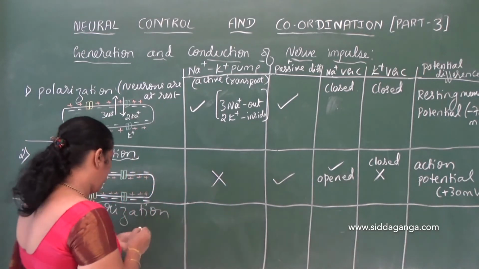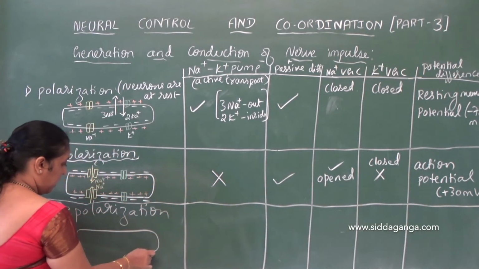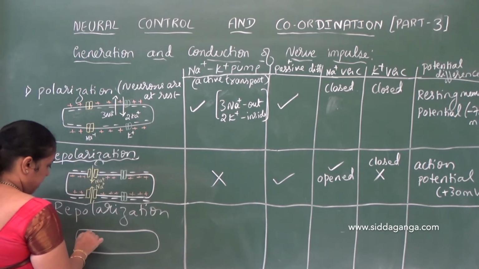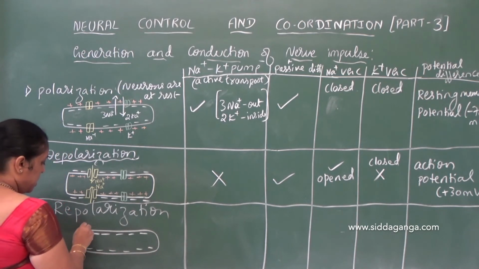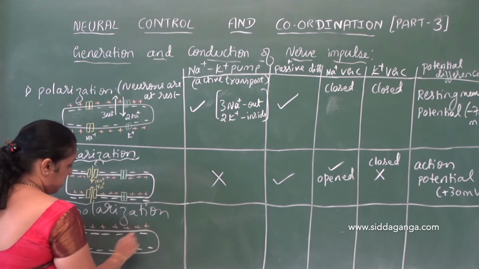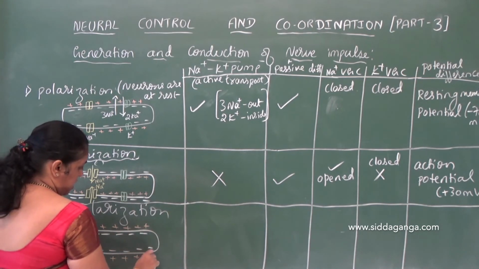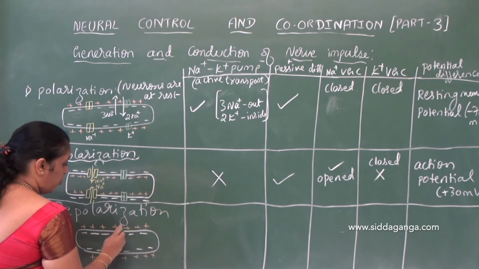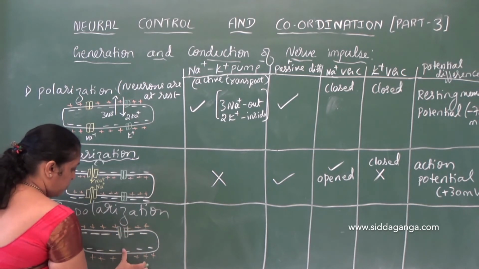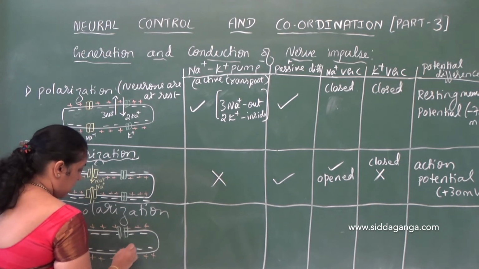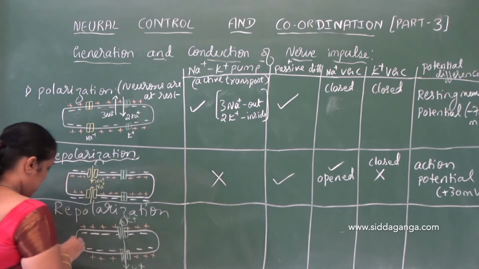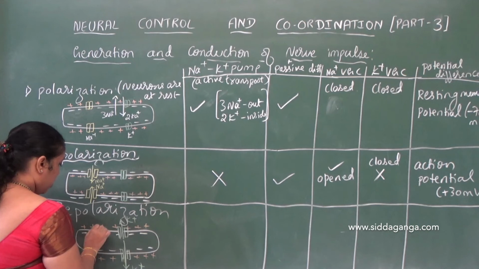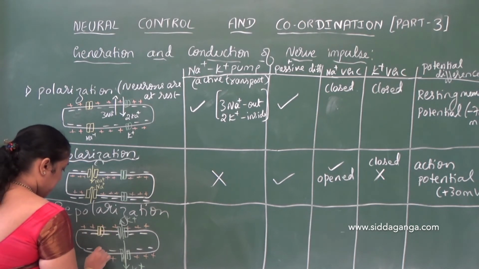Again, repolarized means again we see negative charges inside and positive charges outside. So, in the repolarized state we see opening of potassium voltage gated channels. So what happens, potassium moves outside the cell and sodium gated channels will be closed. Sodium gated channels will be closed.